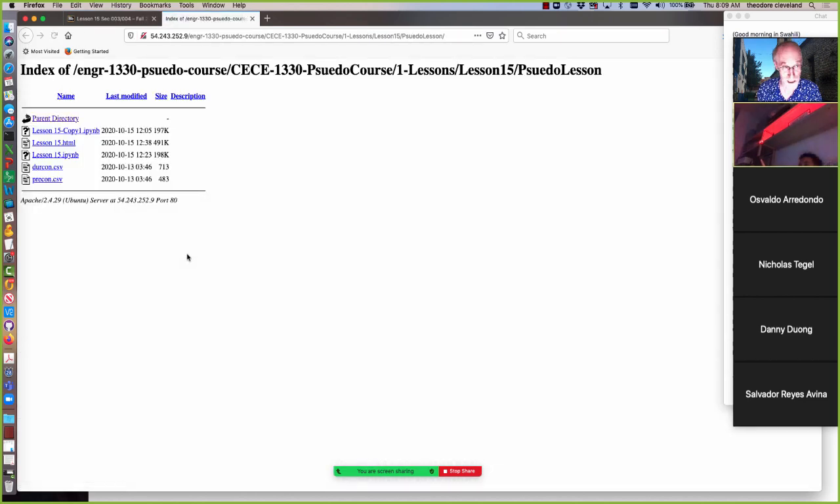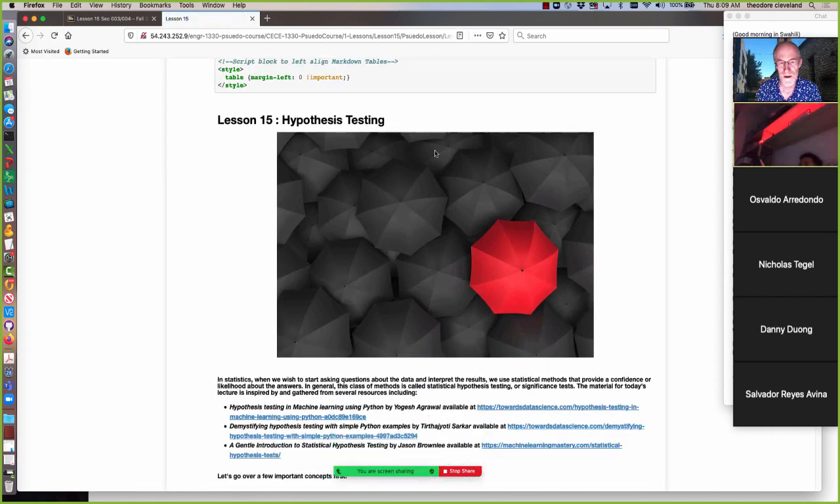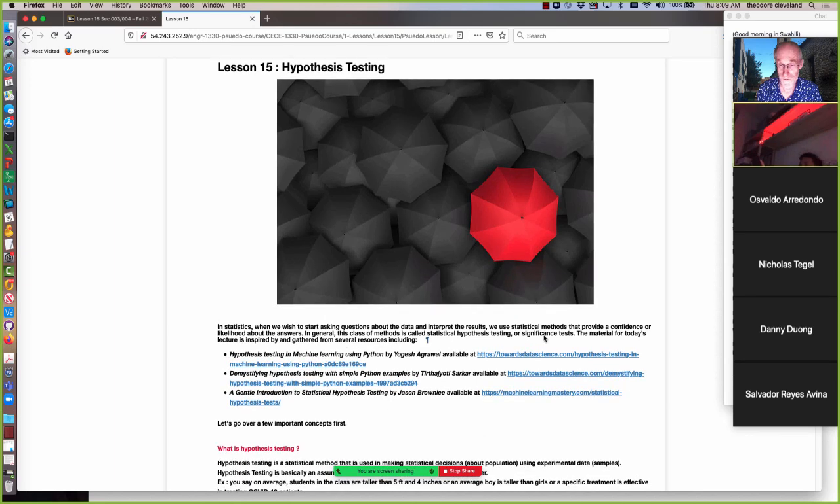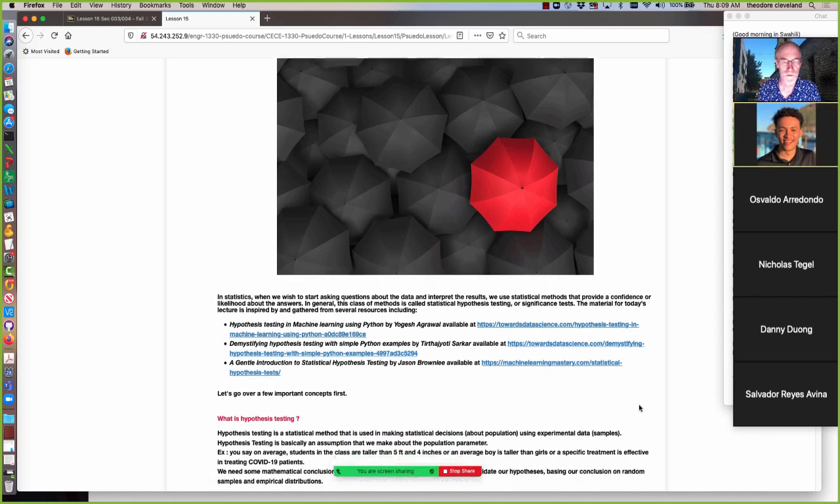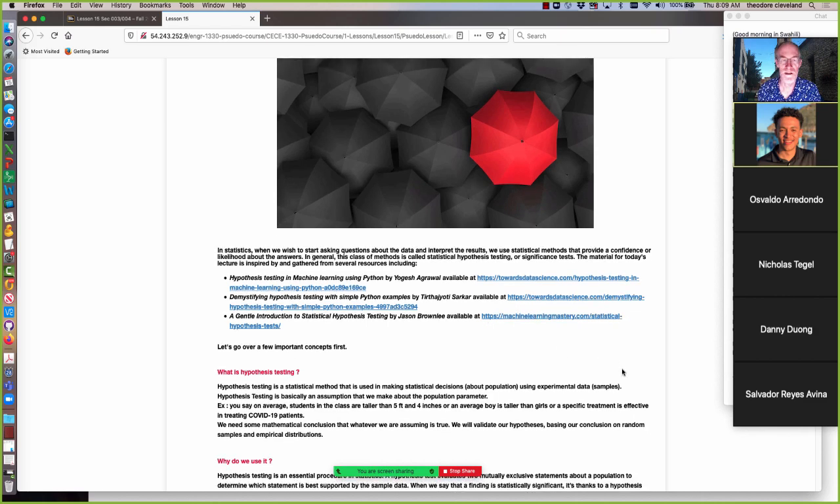So the topic of lesson 15 is the mighty hypothesis test. So the point of hypothesis testing, as indicated by the graphic, is to try to find red umbrellas in a sea of black and find out if that's really red or if we've just hit our head kind of hard. And I will exit this HTML in a second.